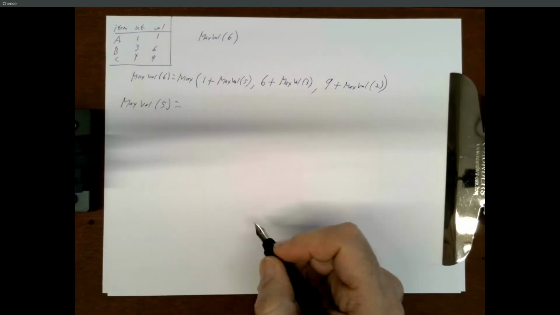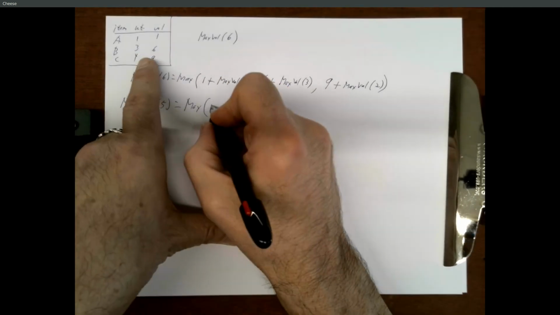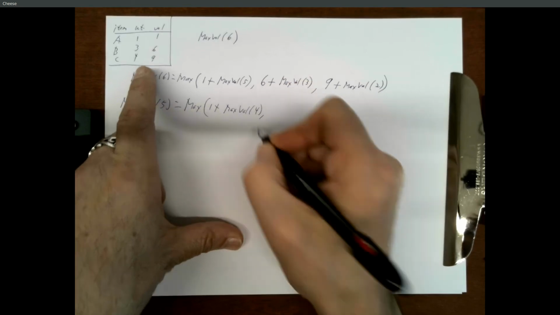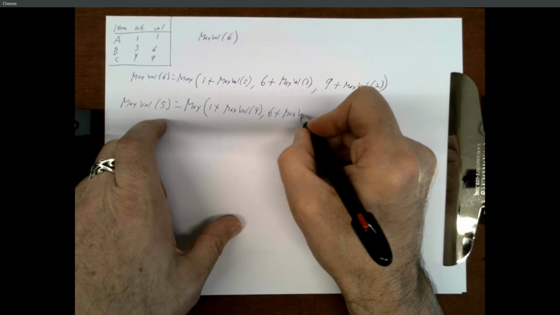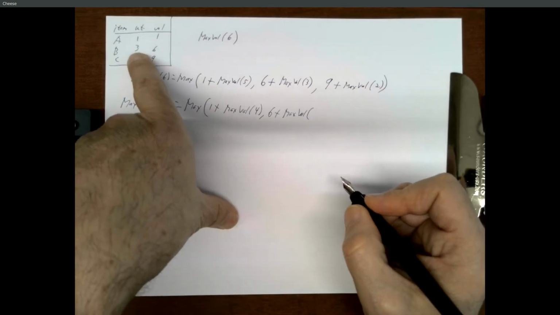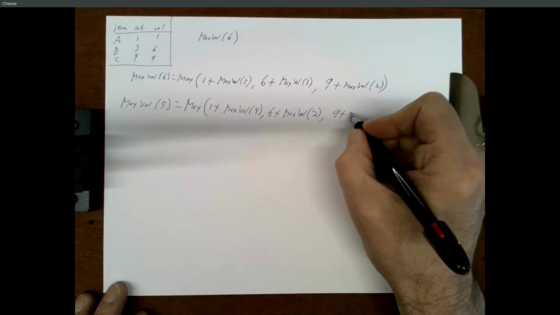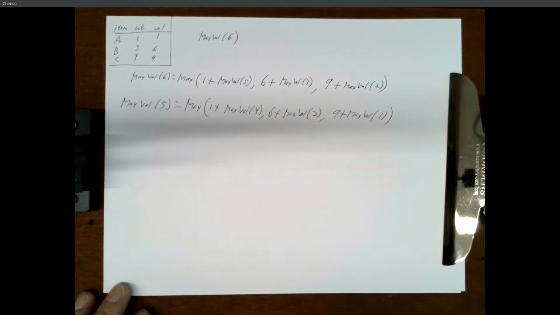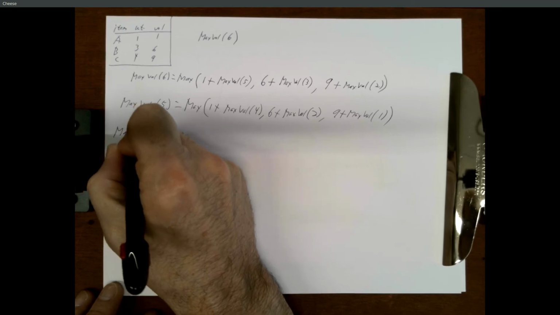Well, let's keep going. So max val of 5 is the largest of item A, which would be 1 plus max val of 4 pounds left. Or it could be 6 plus max val of 5 minus the weight of 3, that's 2 pounds left. Or it could be 9 plus max val of 1 pound left. We'll need to calculate max val of 4.